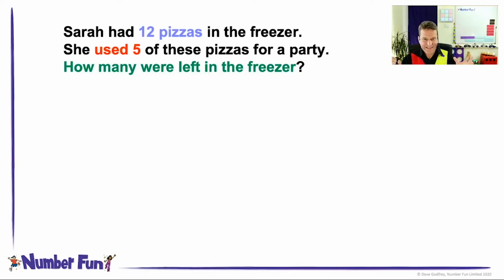So let's go back to Sarah and her pizzas. She had 12 pizzas in the freezer and 5 were used for a party. How many were left in the freezer? Well, it's definitely a 12 subtract 5 equals 7 story, isn't it? That's the subtraction calculation behind it.